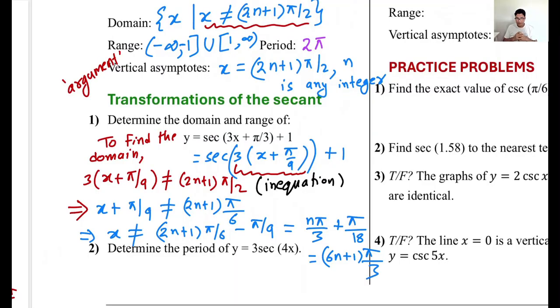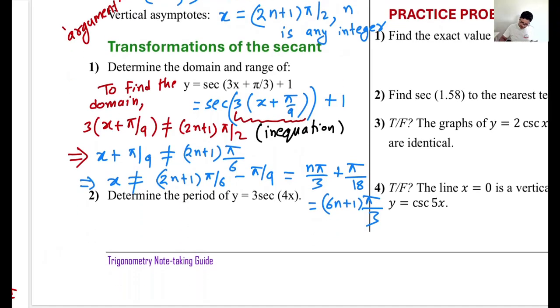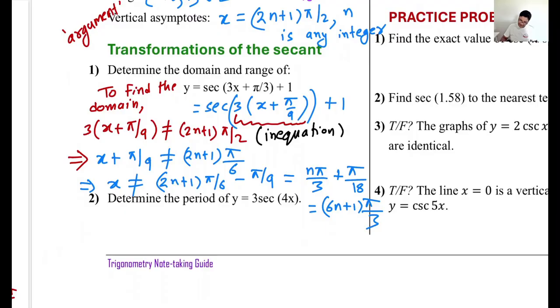Okay, so it turned out to be lengthier than the space provided there. I'm continuing down here and writing the answer. So the domain of that function, I will finally write here, is x such that, hope you can see it, x such that x is not equal to 6n plus 1 pi over 3.